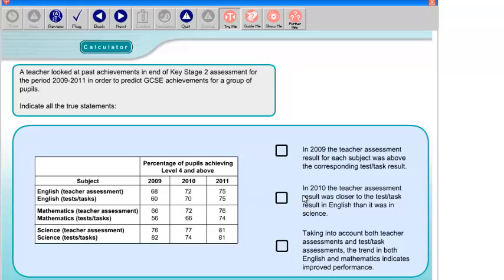So statement 2. In 2010, the teacher assessment result was closer to the test result in English than it was in science. Okay, so English and science this time, 2010. So here's English. The difference between the scores here is just 2 marks. Not maths, they weren't interested in that, so science, the difference here was 3 marks. So this is a true statement because there's only a 2-mark difference here and a 3-mark difference here. So the result was closer in English than science, so true.